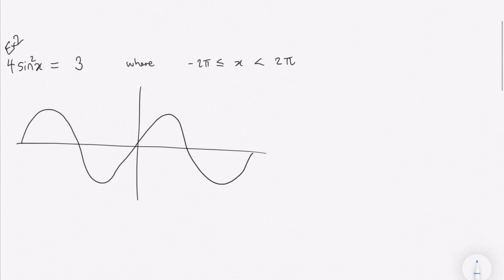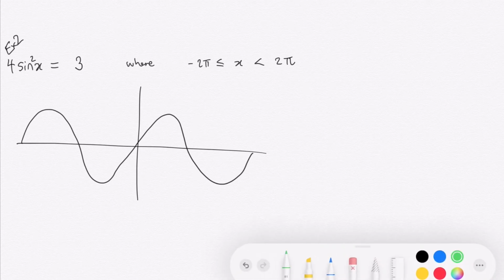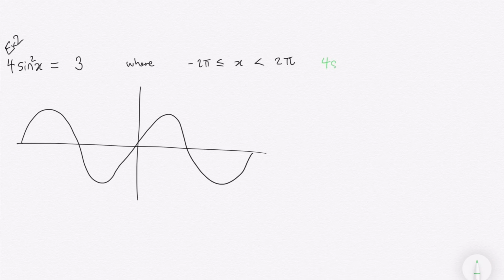Okay, example 2. Well, in example 2, we need to do a bit of algebra first. So we've got 4 sine squared x equals 3. So dividing both sides by 4, we have sine squared x equals 3 over 4. And then taking a square root, but we're being very careful to ensure we have a plus or minus. We get plus or minus the square root of 3 over 2. So we're looking for, between minus 2 pi and 2 pi, when is sine x equal to root 3 over 2 and negative root 3 over 2.